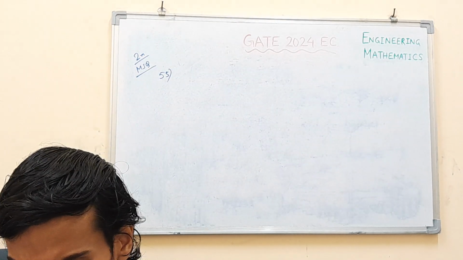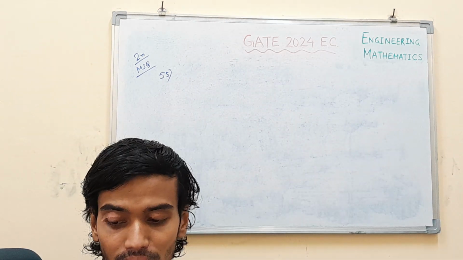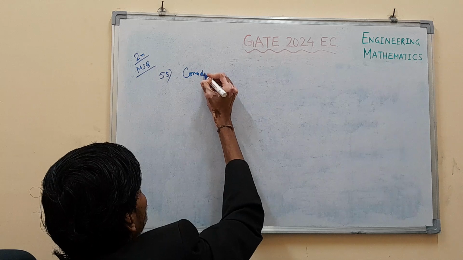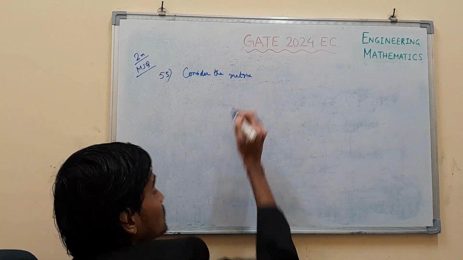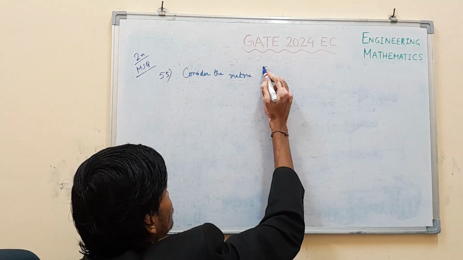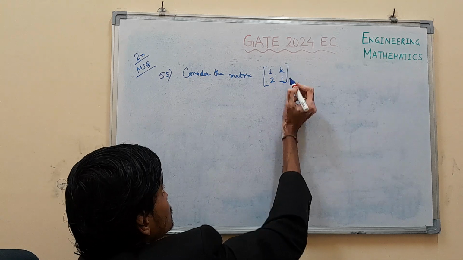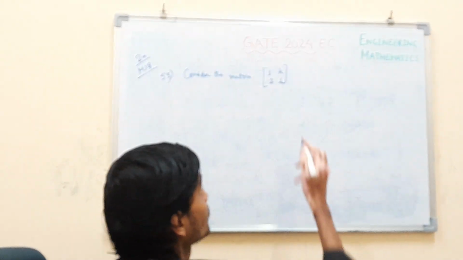It is from basically eigenvalues and eigenvectors. So it is given, consider the matrix [1 k; 2 1], where k is a positive real number.